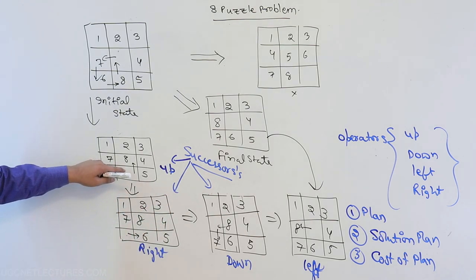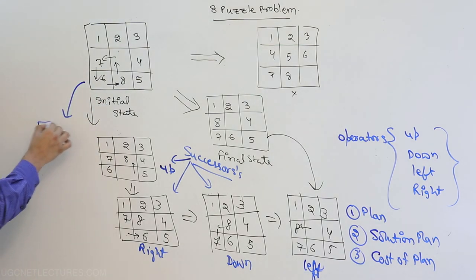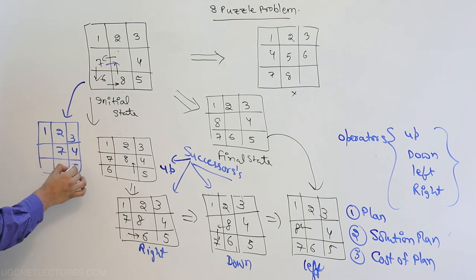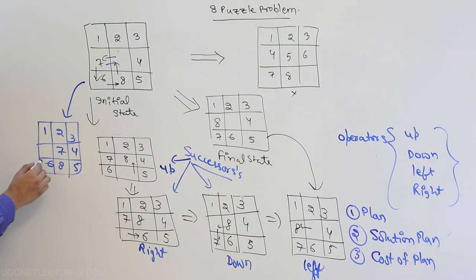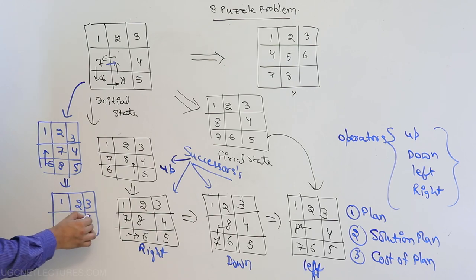For example, from here you could have taken multiple sequences of steps. You could have chosen to move 7 in this direction, so it will look something like this: 1, 2, 3, and 4, 7, 5, 8, and 6. Or from here you could have taken the step to make 6 go to this location. So this will look something like this: 1, 2, 3, 4, 7, 5, 8, and 6. Further, you could have taken an action like this. You could have moved 8 in this direction and so on. There will be multiple paths available, right?